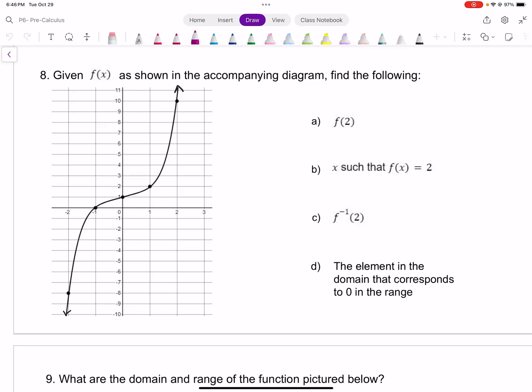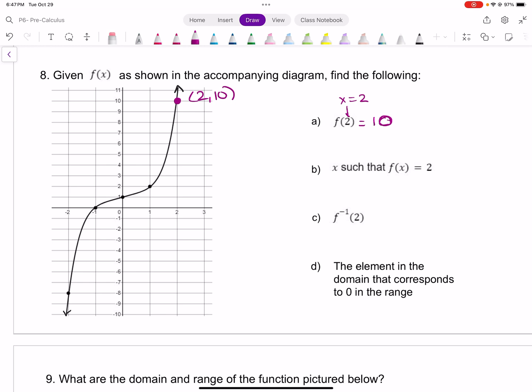Number 8, given f of x as shown in the accompanying diagram, find the following. F of 2. So in the parentheses again, that is your x value. So on the graph, where do we have a point with an x value of 2? We have this point right here, 2, 10. So when x is 2, y is 10, and 10 is our answer.